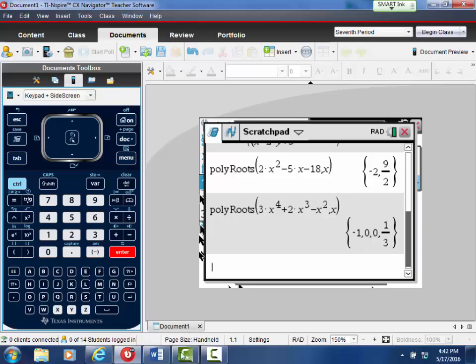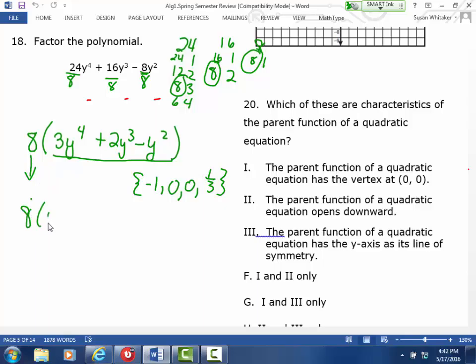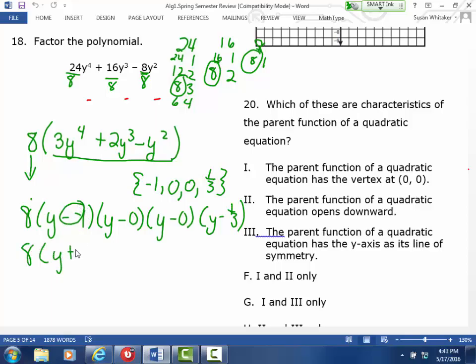Okay, so I come back to my paper, and I'm going to write down that I had negative 1, 0, 0, and 1/3. That was what was on my calculator. So my factors will be 8 times y minus negative 1 times y minus 0 times y minus 0 times y minus 1/3. This will become plus, so I'll have 8 times y plus 1.